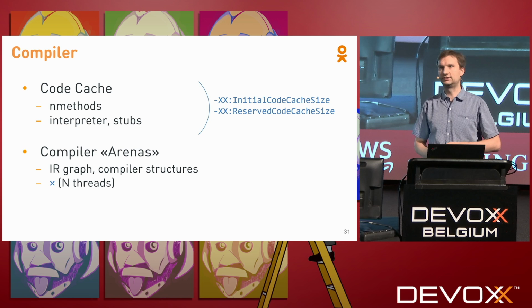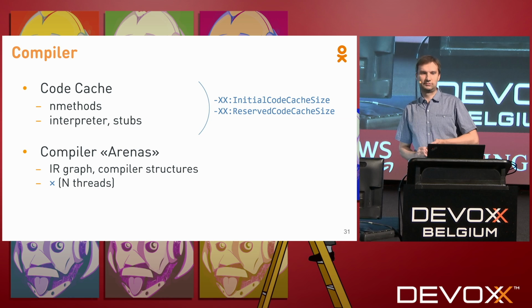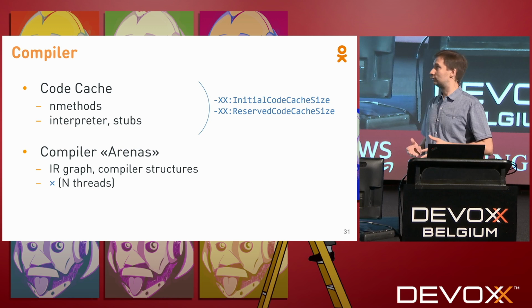And here's a question for you. What about Graal JIT? You've heard about Graal, right? Does it also require code cache or compiler arenas? What do you think?